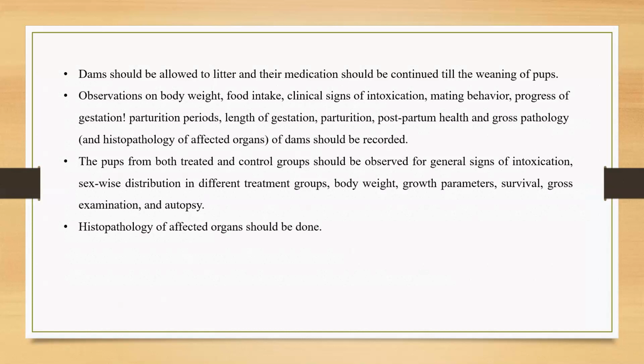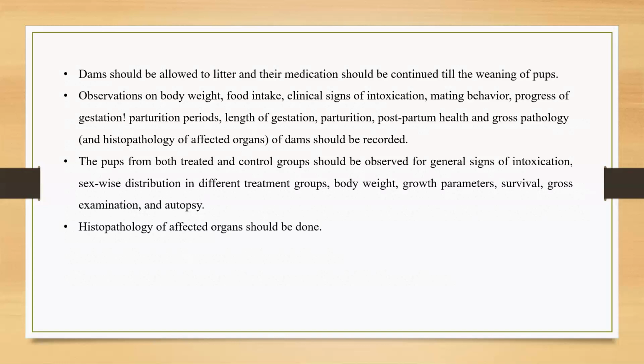Observation on different factors should be taken into account. Here, observation on the body weight, food intake, clinical signs of intoxication, mating behavior, progress of gestation, parturition period, length of gestation, parturition, that means the delivery or the labor, postpartum health, that means the health after the delivery of the baby, the gross pathology, and the histopathology of the affected organ. If any organ is affected due to the drugs given for the induction of toxicity, the histopathological study should be done, and of the dams, that is the parent female, should be recorded.